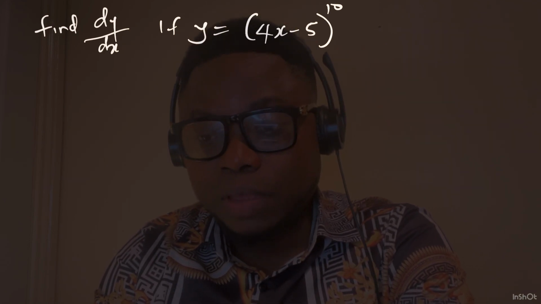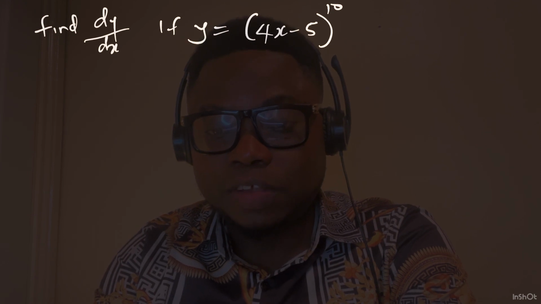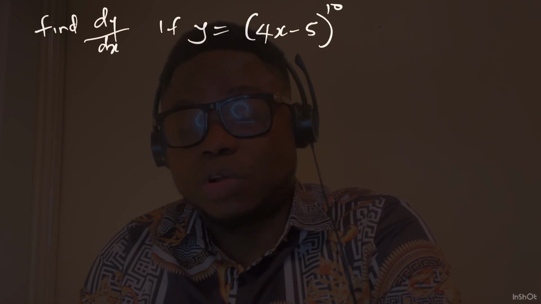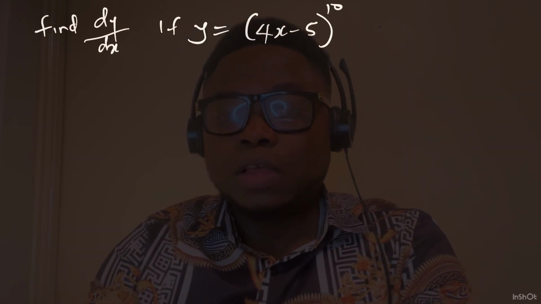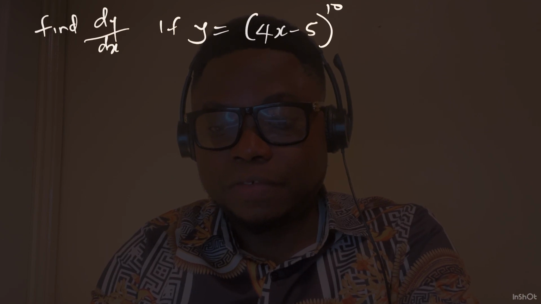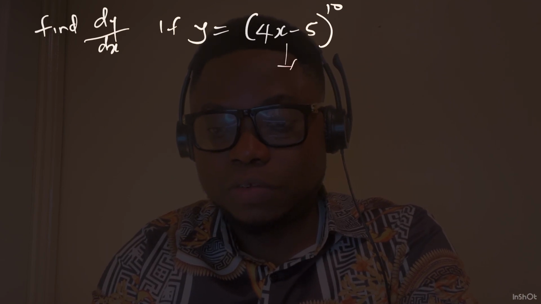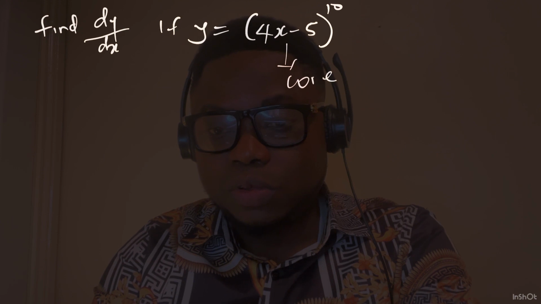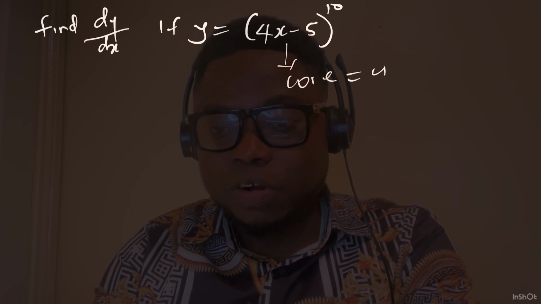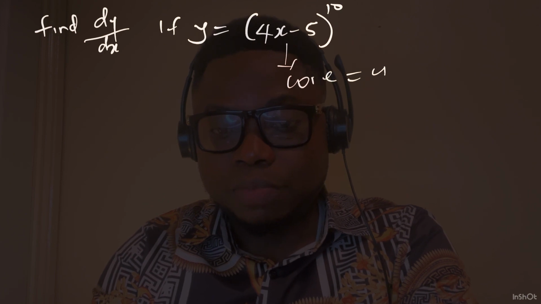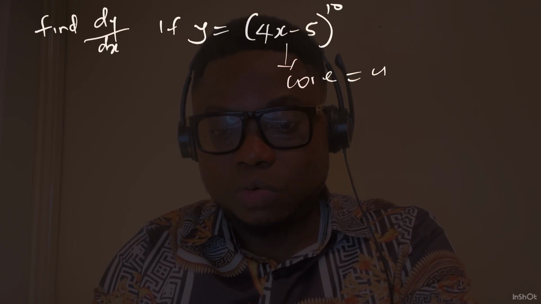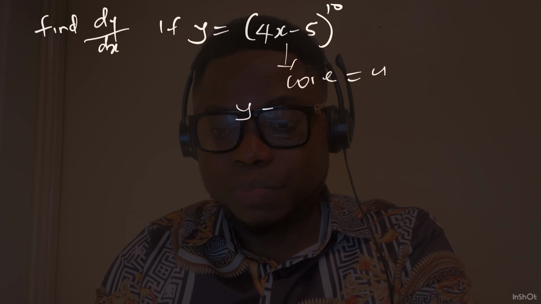power of 10. So to differentiate this, I'm going to call 4x minus 5 the core function, because this is a composite function, that is a combination of two functions. You can call it a function of a function. So calling 4x minus 5 the core function, which is u, that means I'm going to replace 4x minus 5 with u. So the whole function will be y is equal to u raised to the power of 10.